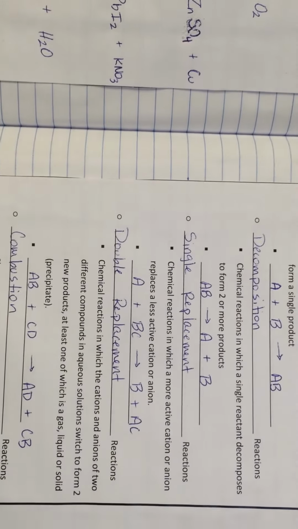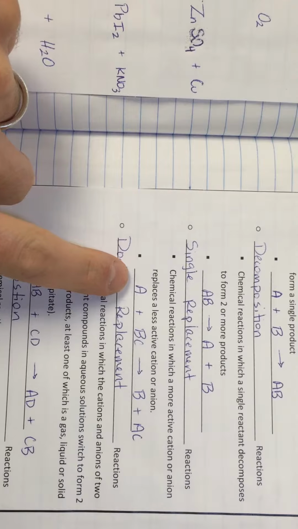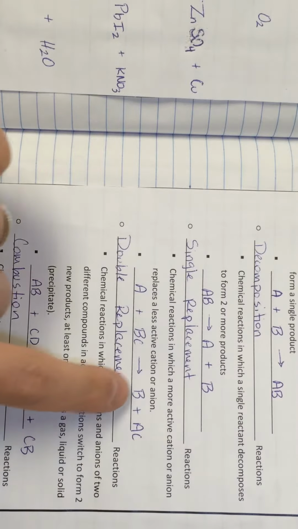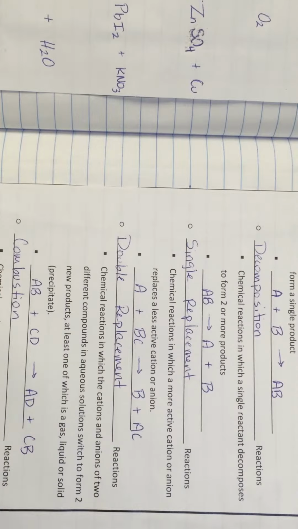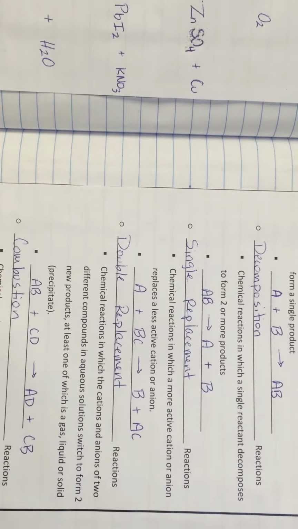The third type of chemical reaction is a single replacement reaction. These are chemical reactions in which a more active cation or anion replaces a less active cation or anion. So we're going to have an element A plus a compound BC produces an element B plus a compound AC. And you'll notice here that A and B just exchange places.